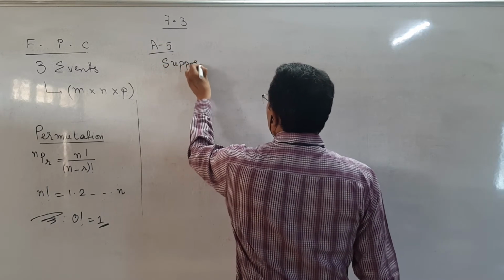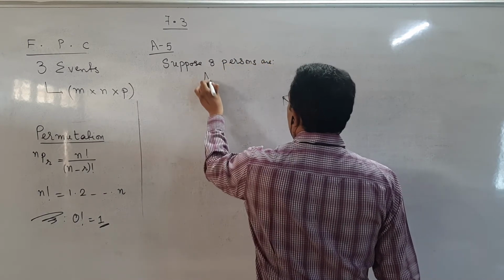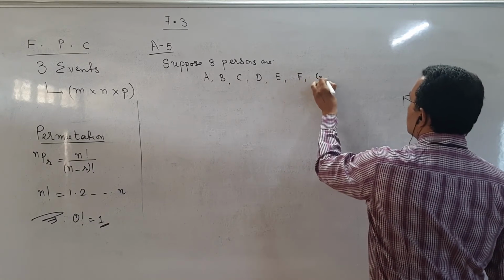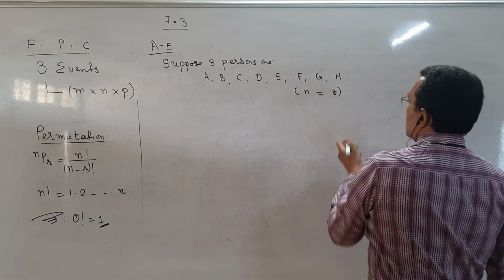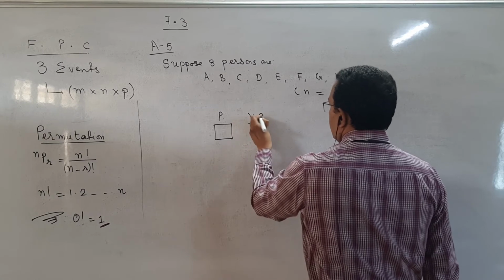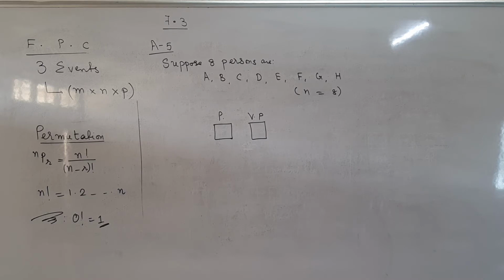Suppose 8 persons are A, B, C, D, E, F, G, H. One president, Mr. President, and one vice president. Again, I am doing the sum in 2 different ways. In the first part of the sum, students, I am going for the fundamental principle of counting.